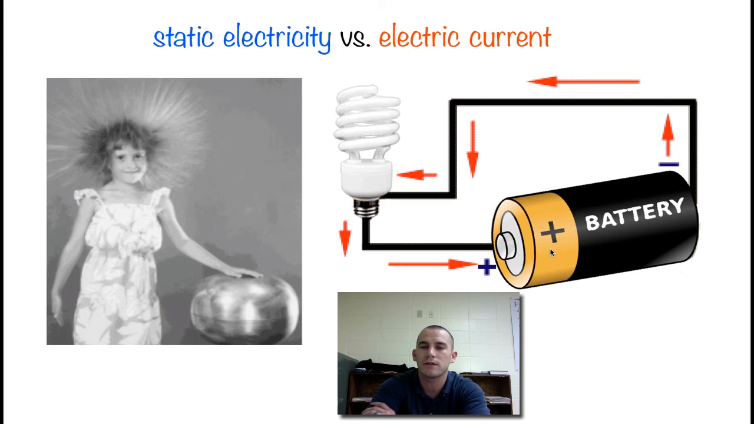Whenever you have that flow of electric current, you can actually power light bulbs and things like that. It goes into the light bulb, and then it has some resistance in the light bulb, which causes it to heat up and actually light up. So that's the difference between static electricity and electric current.